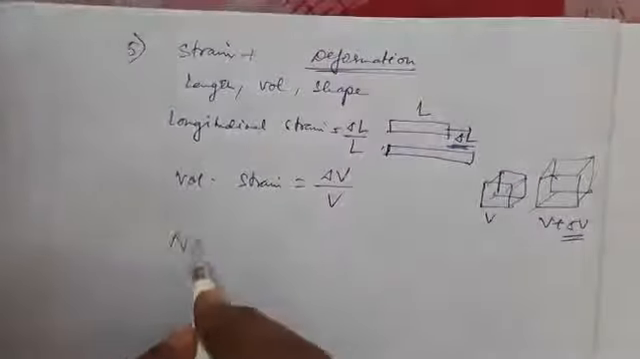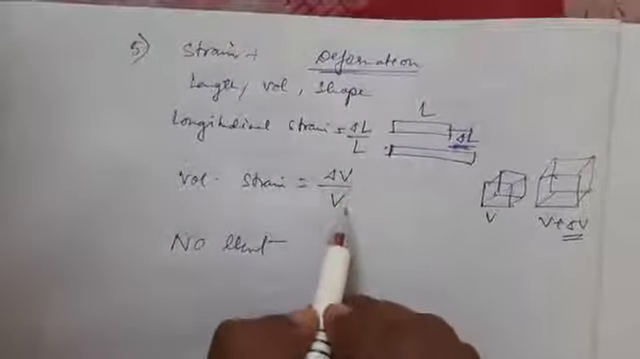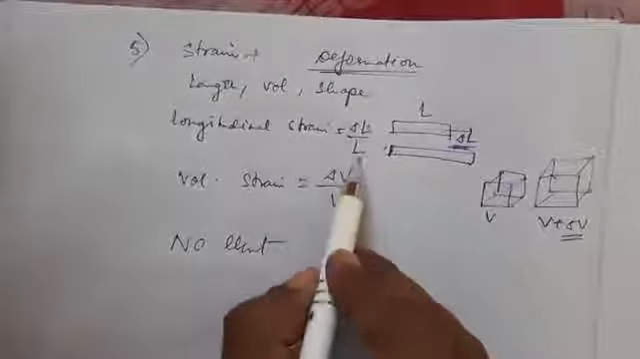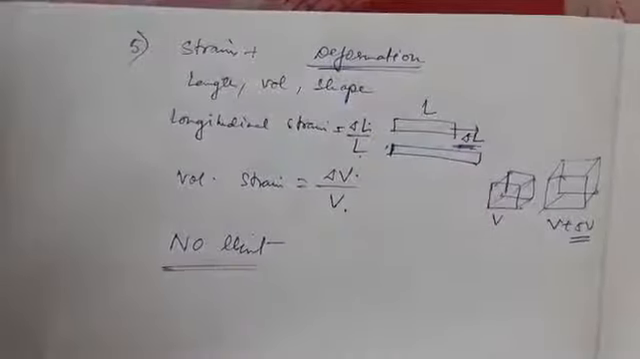Now it has got no unit. Strain has got no unit because this is volume, this is also volume. This is a kind of length, this is also length. So there is no unit for strain.